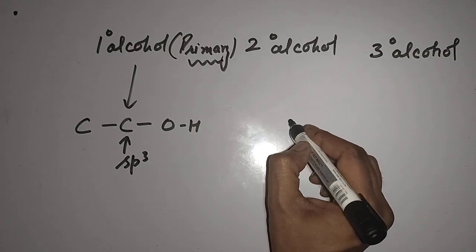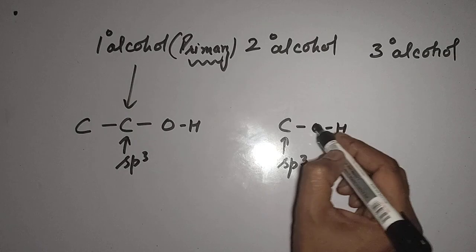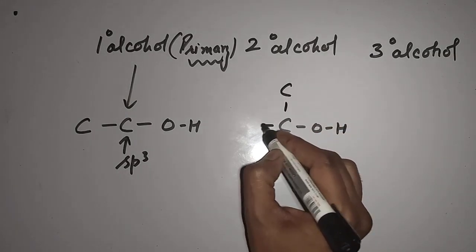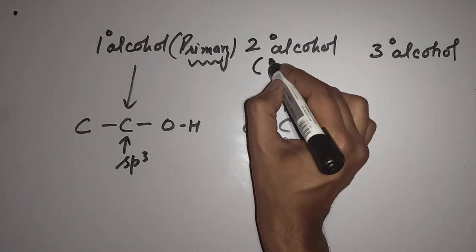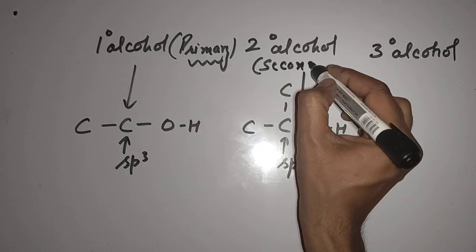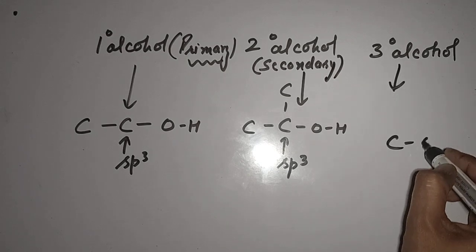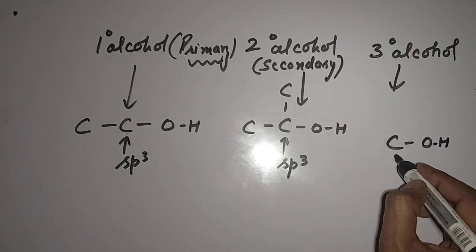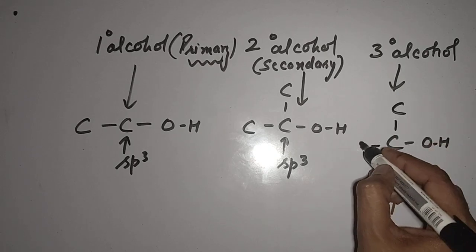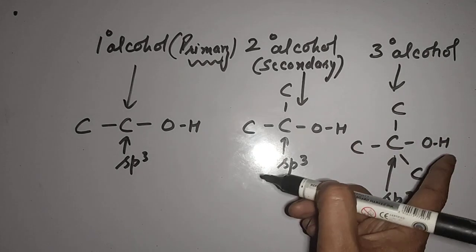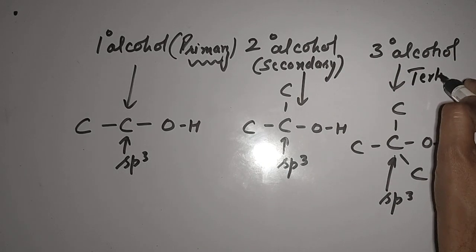Secondary alcohol condition: the carbon which is sp3 hybridized connected with OH should be connected directly with two carbons. It will be 2 degree alcohol, which we also call secondary. 3 degree, easily you can draw OH. This carbon must be sp3 hybridized. If it is connected directly with three carbons, such type of alcohol will come under the category of 3 degree, which is known as tertiary.